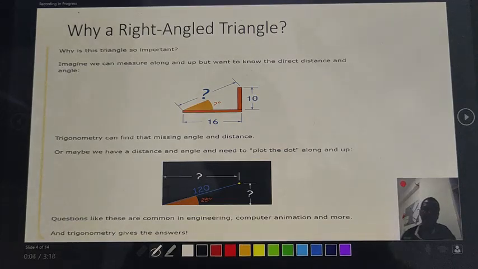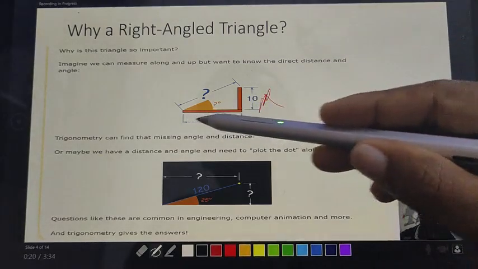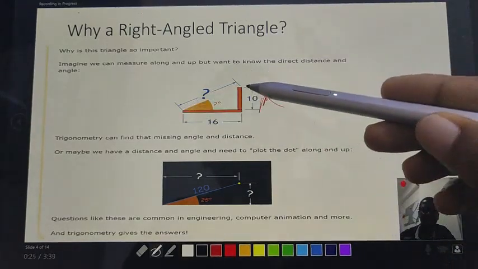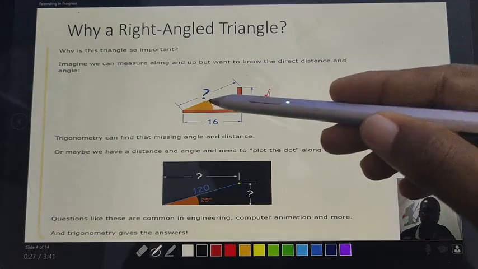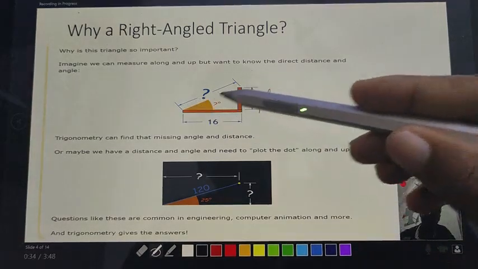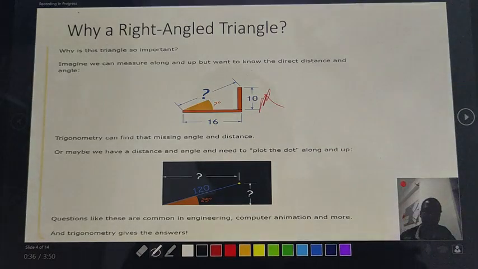Why a right-angled triangle? Why is this triangle so important? Let's look at this example, where we imagine that we can measure this side, or we can measure the height, but we can't measure that distance, and we also want to know that angle. The right-angled triangle can help us to find that distance, and can also help us to find that angle.